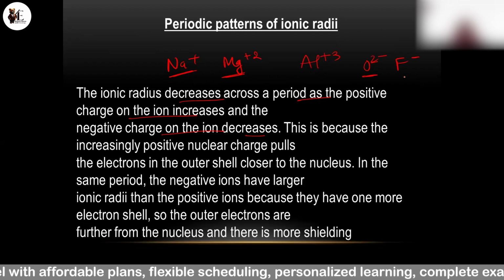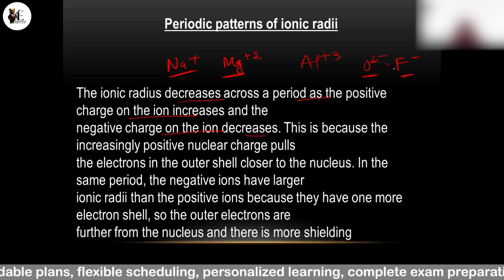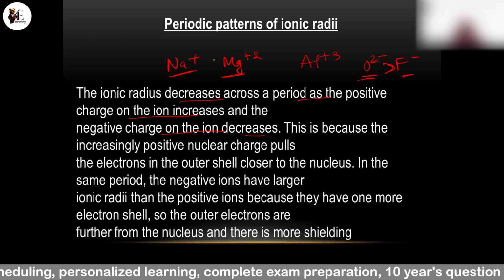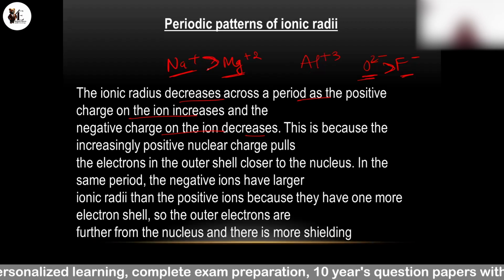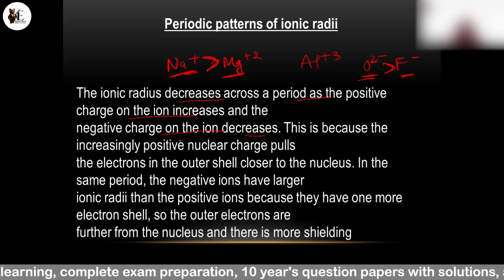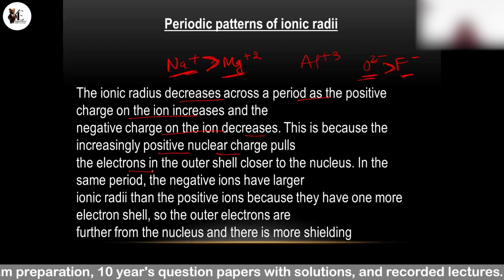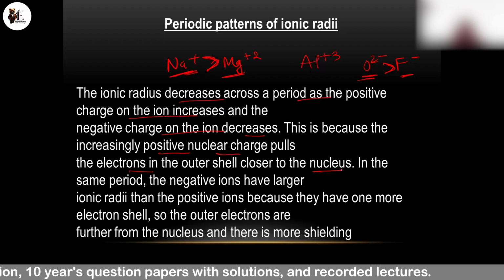Similarly, if you have O2- or F-, that means you are gaining electrons. Oxygen is gaining 2 electrons, fluorine is gaining 1 electron. So the ionic radius increases as the negative charge increases, and the ionic radius increases as the positive charge decreases. Why? Because the increasingly positive nuclear charge pulls the electrons in the outer shell closer to the nucleus.